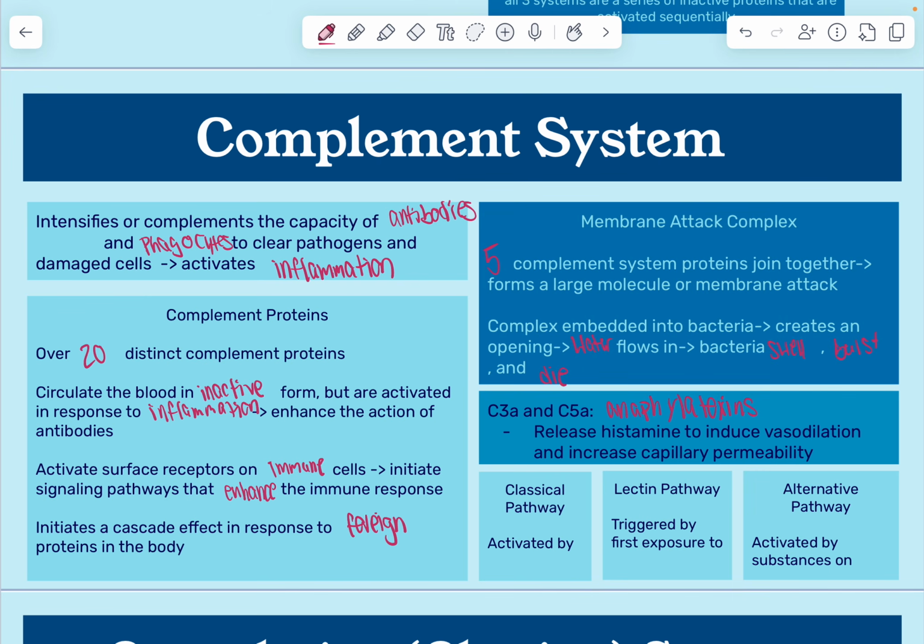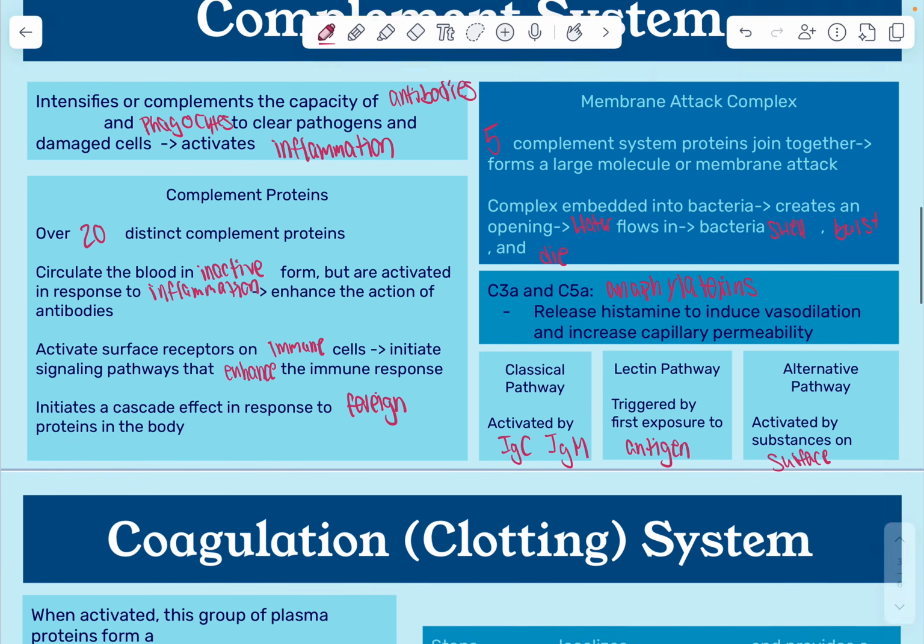First, there's the classical pathway that's activated by IgG as well as IgM. There's the lectin pathway that's triggered by the first exposure to the antigen. And there's the alternative pathway that's activated by substances on the surface of the infectious microorganism.